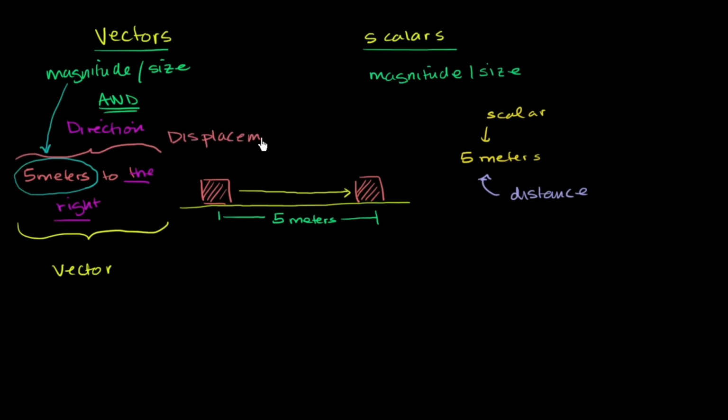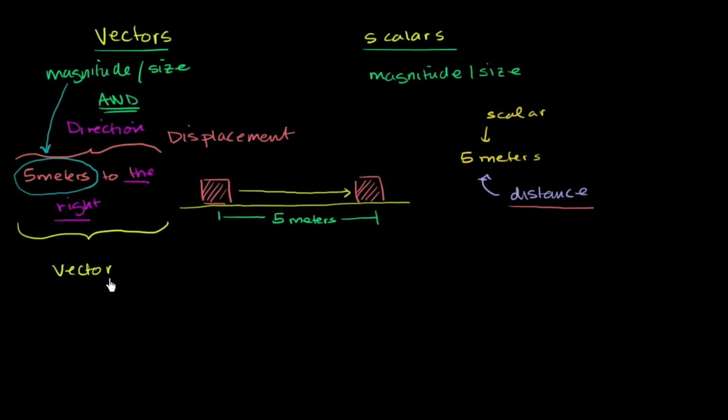Displacement. So the correct thing to say, you would say that this brick has been displaced 5 meters to the right. Or it has been moved a distance of 5 meters. Distance is a scalar quantity. I didn't tell you what direction we moved it in. Displacement is a vector quantity. We told you that it is to the right.